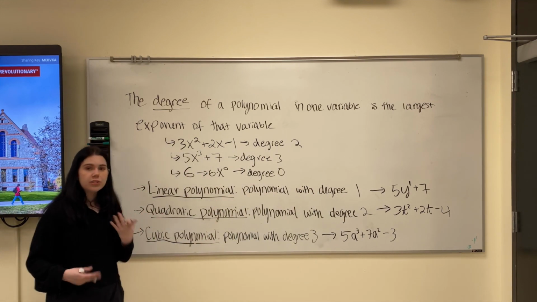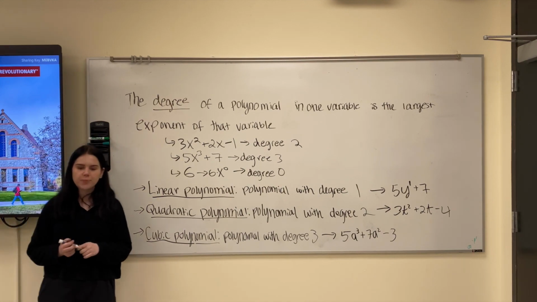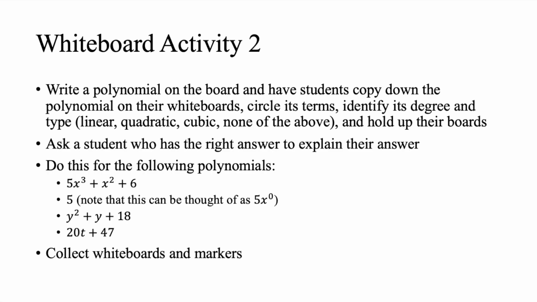Polynomials with higher degrees also have names. We're only going to worry about these 3 types of polynomials for now. Next, the students will do another whiteboard activity that ensures that they're able to identify the degree of a polynomial and classify a polynomial based on its degree, and also that they're able to identify the terms in a polynomial.